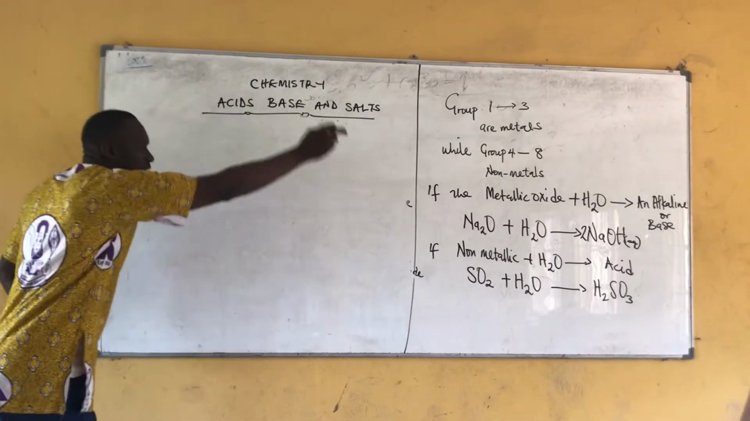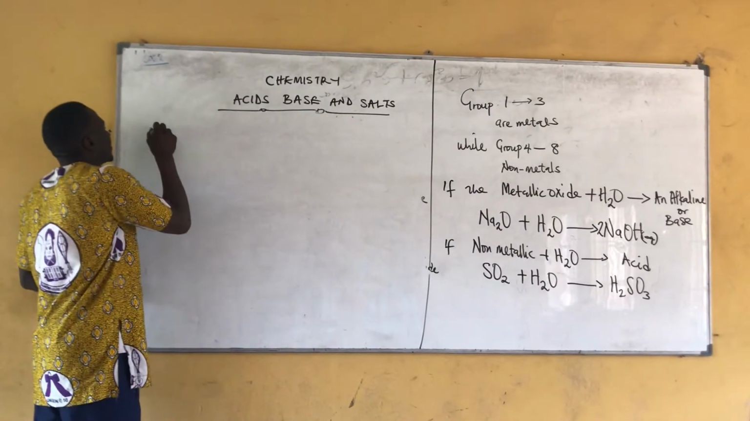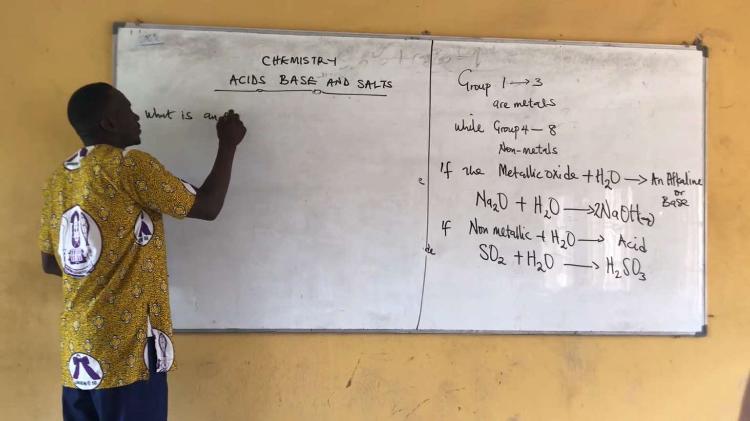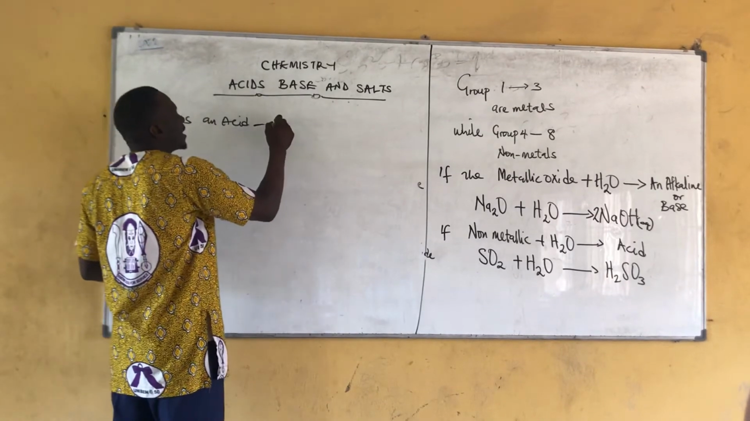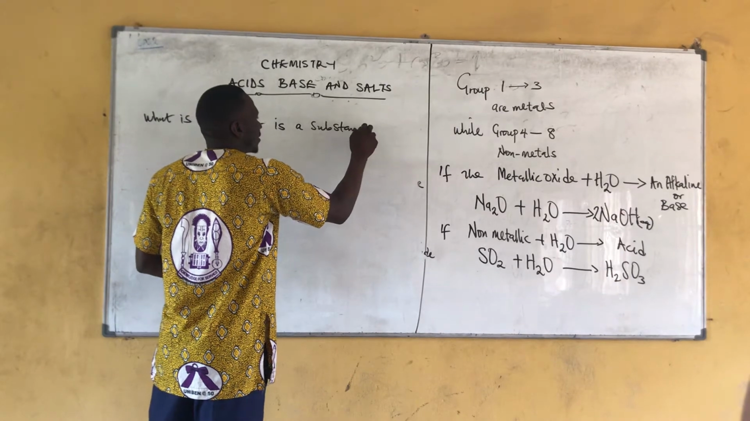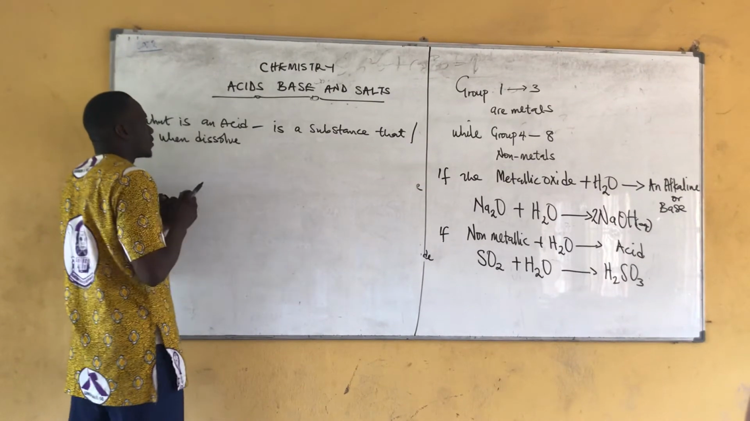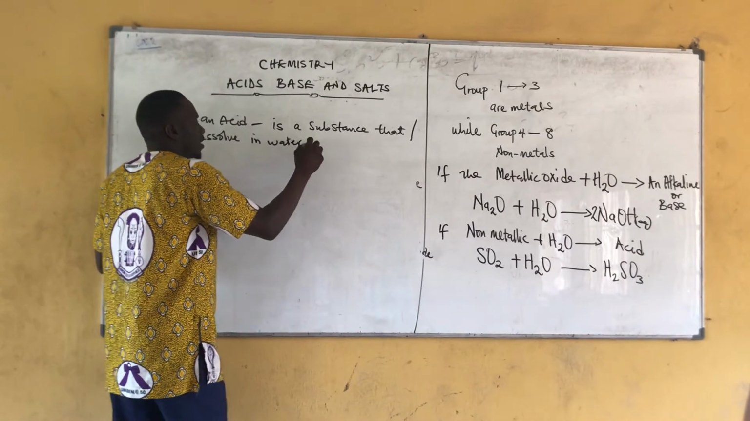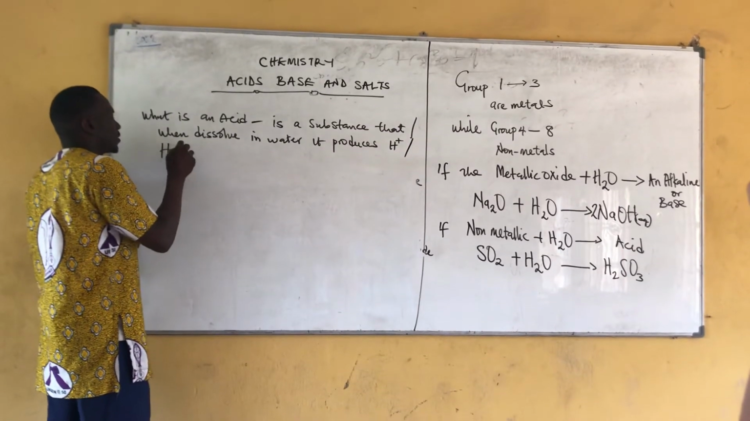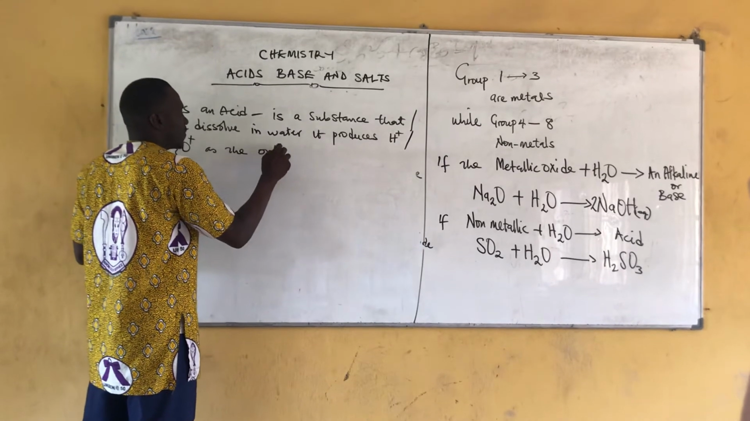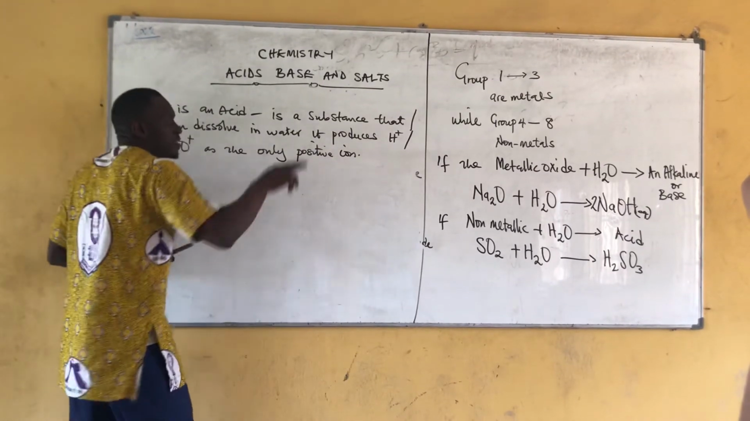Now, let's talk. We now know how an acid is being formed and a base or an alkali is formed. What is an acid? We have different definitions from a lot of professionals and a lot of scholars. They said acid is a substance that, when dissolved in water, produces hydrogen ion or hydronium ion as the only positive ion. So let's now come back from the formation.